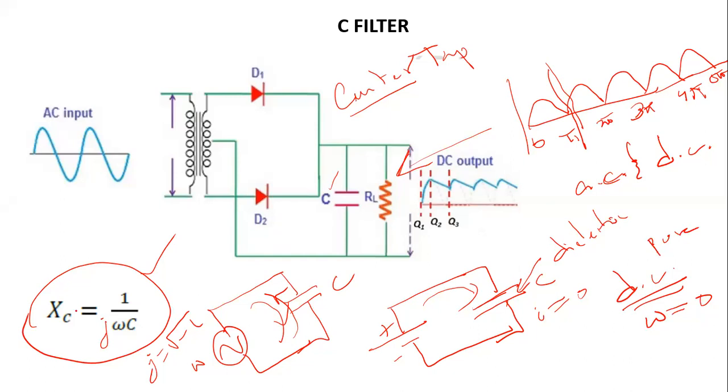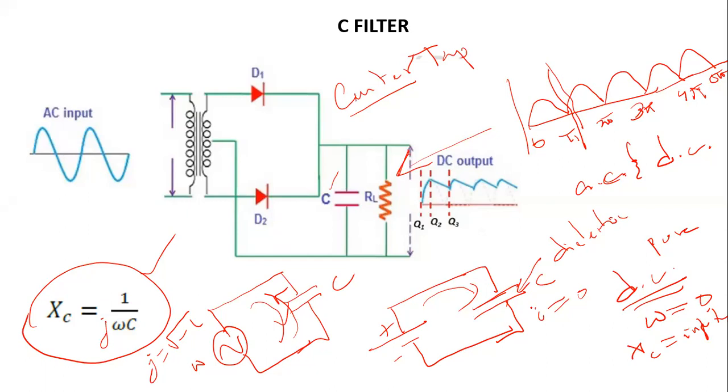So in the case of DC, the capacitor impedance will be infinity. The impedance offered by a capacitor to a DC signal is infinity, because in a DC signal omega is 0. Therefore, you will find that no DC current can pass through this capacitor, right?